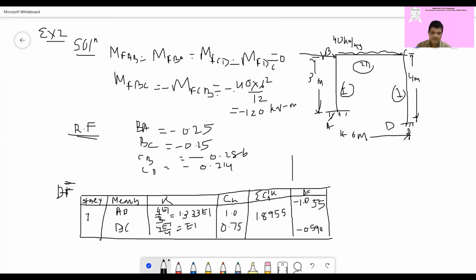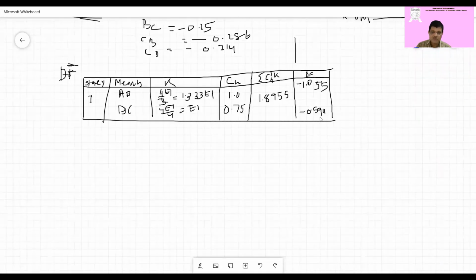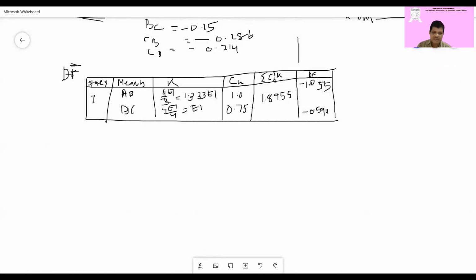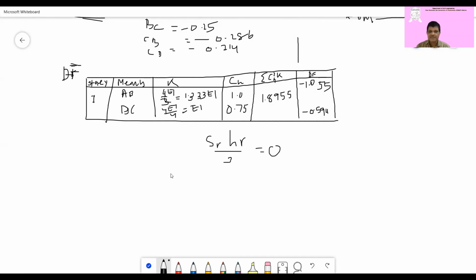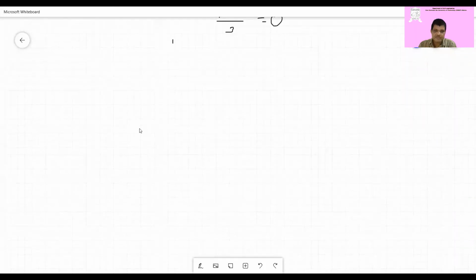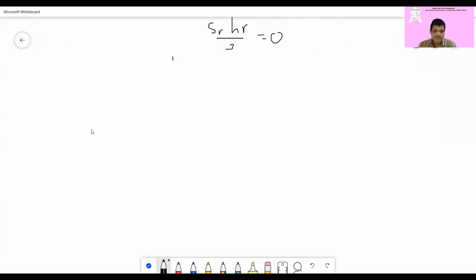So now here in this case also the story moment SR into HR by 3 is equal to 0 because there is no force applied. We can take this value 0. So now we can go for this distribution table and finding the final moment. Let us do the calculation part.